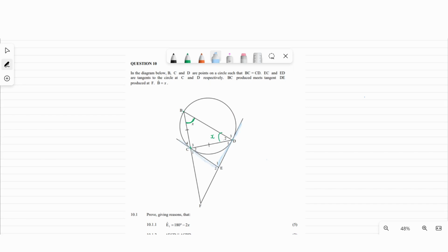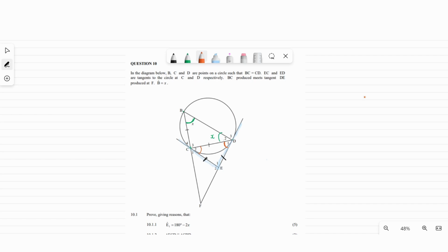Since CE and DE are both tangents and they meet at E, that means what? That means CE is equal to DE. So those two are equal. What does it mean if two sides are equal? It is an isosceles triangle, meaning angle C2 is equal to angle D1.